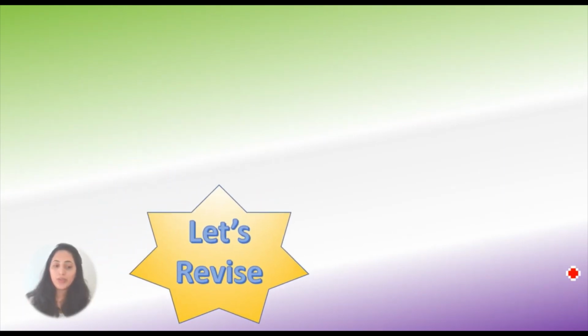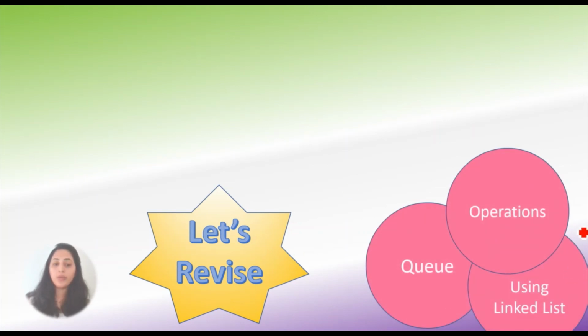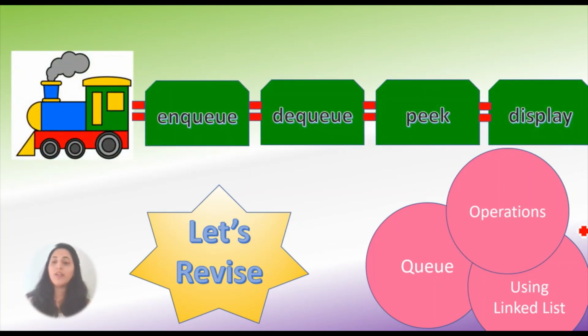So now let us revise what we have understood in today's video. That is, we have understood what is a queue, the different operations of a queue, and how we can perform those operations using a linked list. That is enqueue, dequeue, peek, and display. So these are the different operations which we have learned in today's video.